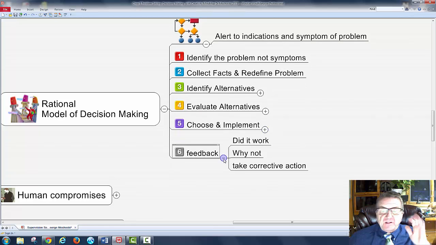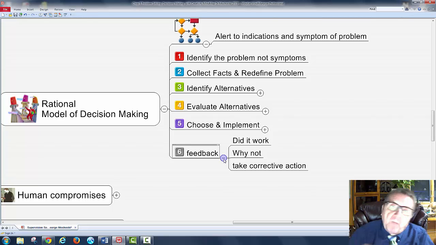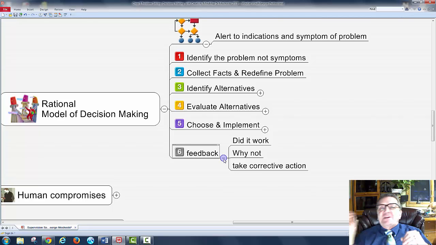And then I basically need feedback. And sometimes the feedback could be, did it work, or why did it not work? And if it didn't work, I take corrective action. Let's say I have a problem of improving customer satisfaction or whatever, and I implemented something. I know there's going to be a learning curve for the individuals to catch on and go forward. But I don't want to wait all the way to the year end to find out, oh man, I really blew it. I wasn't even close.